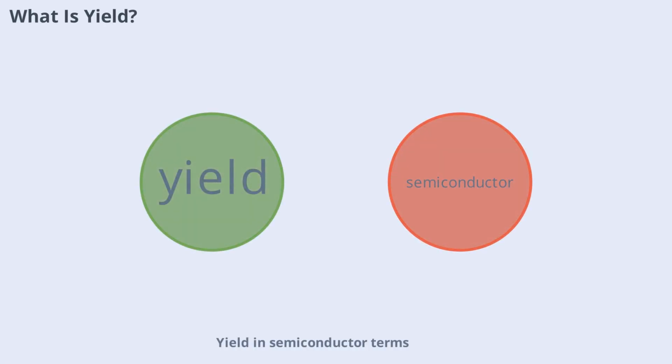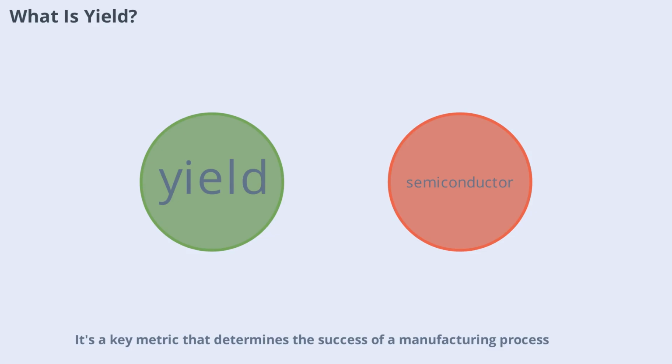Yield in semiconductor terms is the ratio of good chips to the total number of chips on a wafer. It's a key metric that determines the success of a manufacturing process. A high yield means more usable chips, lower costs, and higher profits. Conversely, low yield signals problems in the process, often due to defects or contamination.